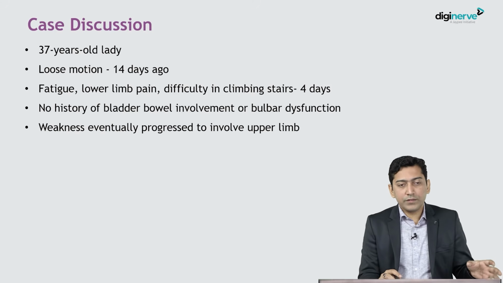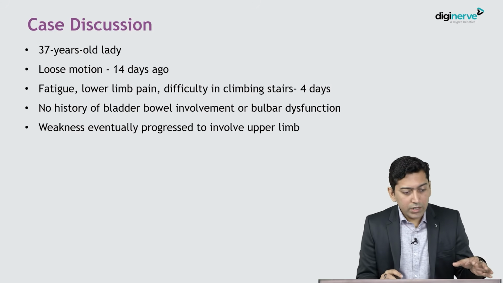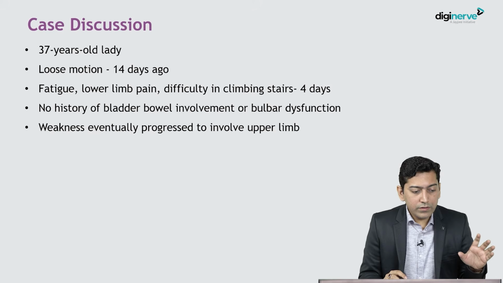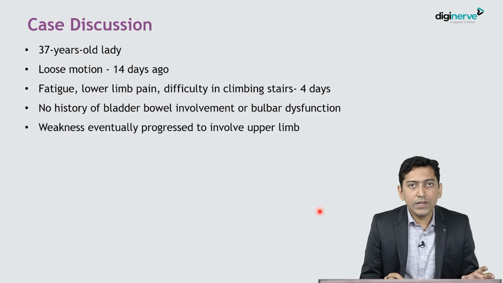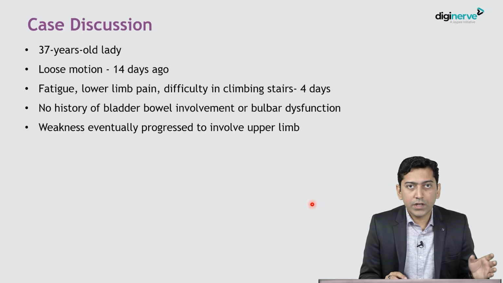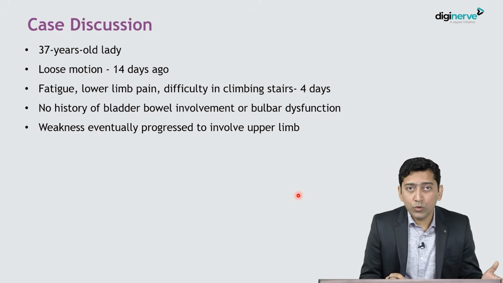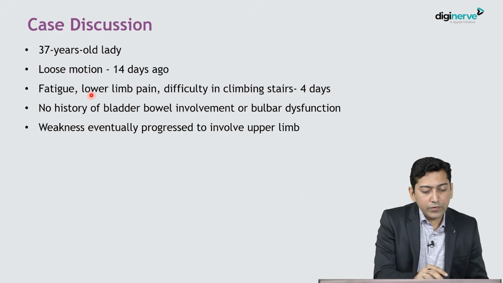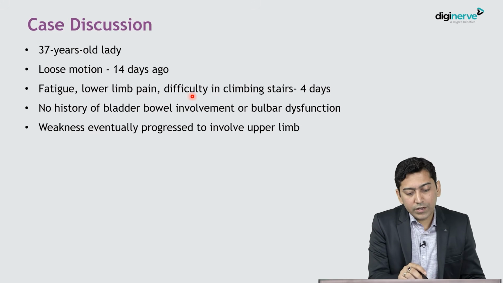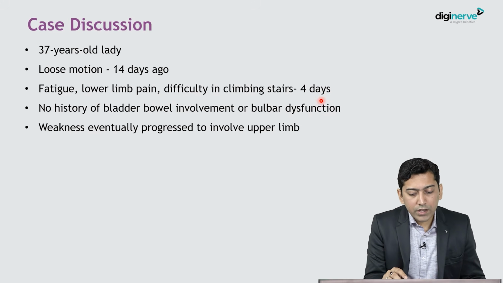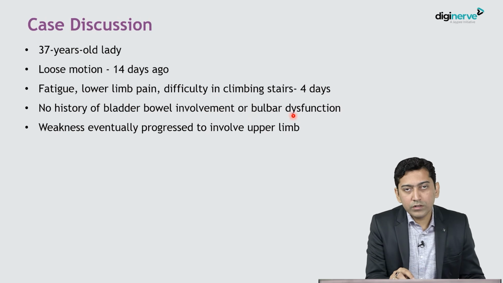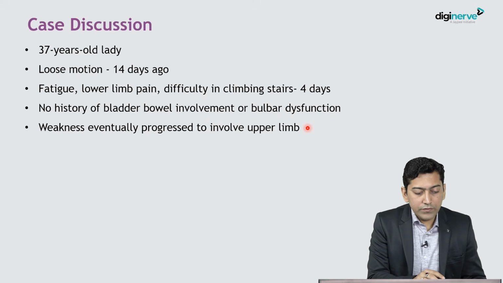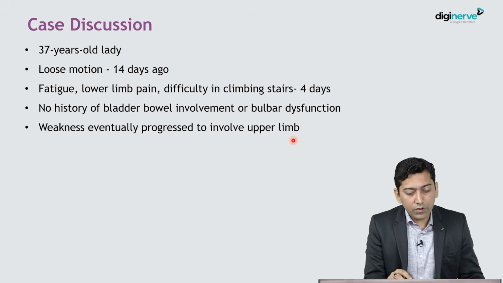So coming to the case, with our knowledge that we've just discussed, let's look at a real world scenario. A 37-year-old lady came to the clinic with history of loose motion or diarrhea 14 days ago. She developed fatigue and lower limb pain and difficulty in climbing stairs for last 4 days. So there's no history of bladder or bowel involvement or bulbar dysfunction. The weakness eventually progressed to involve the upper limb.